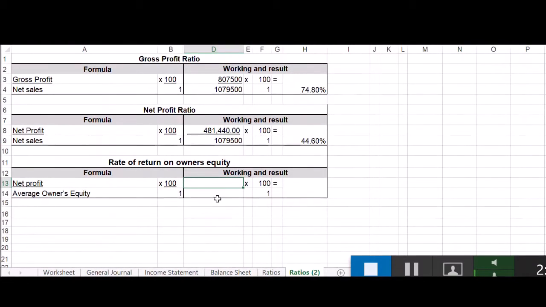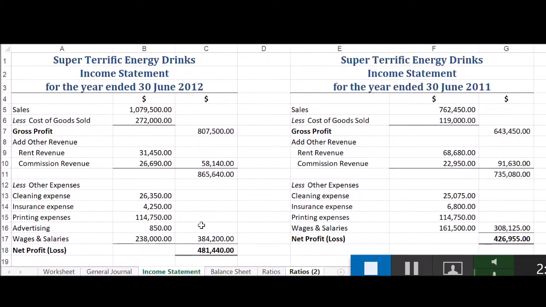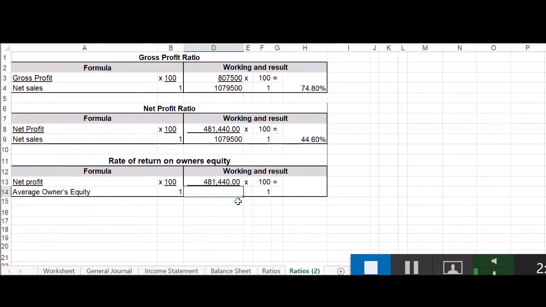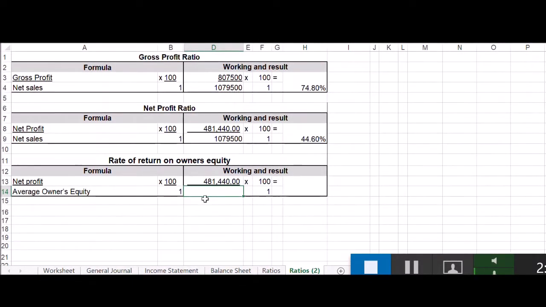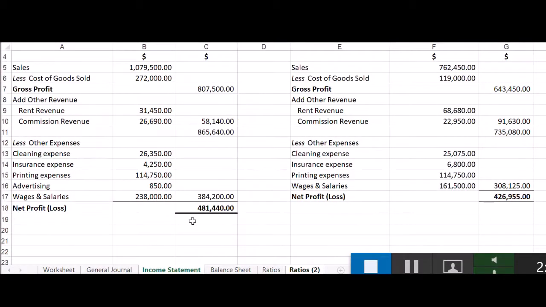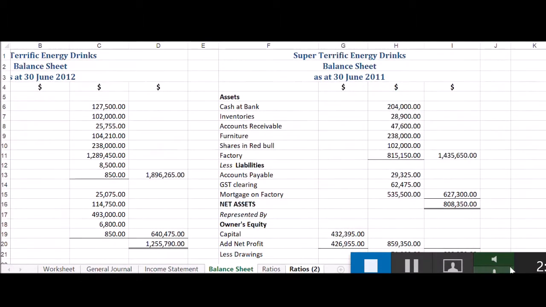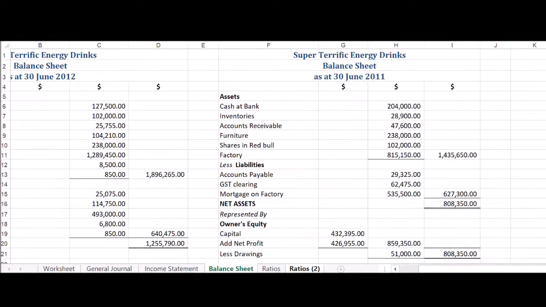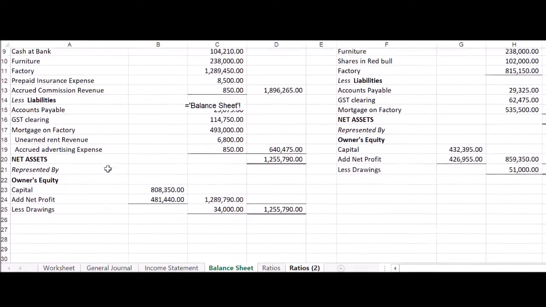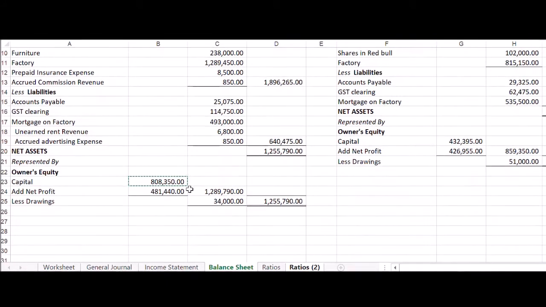Okay, final one, net profit, and this is the normal net profit. If we go find that, 481,440, and average owner's equity. So that average owner's equity, I need to get the information from my balance sheet for this one. Just need to move these out of the way. So our balance sheet, down the bottom we've got our capital. This is the opening from the start of the financial year.